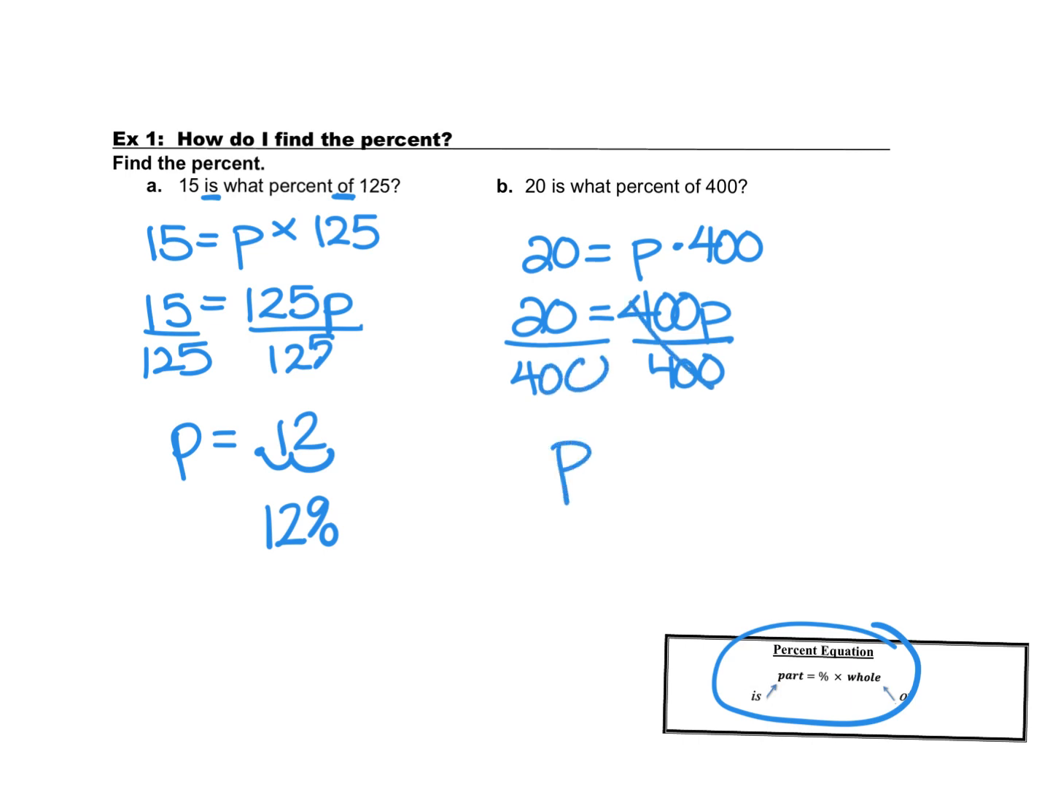And I'm going to get p is equal to 0.05. Now remember, we're looking for a percent, not this decimal equivalent. So we need to times it by 100 at the end. So our percentage is going to be 5%. I multiplied it by 100. The decimal moved 2 places to the right, giving us 5%.